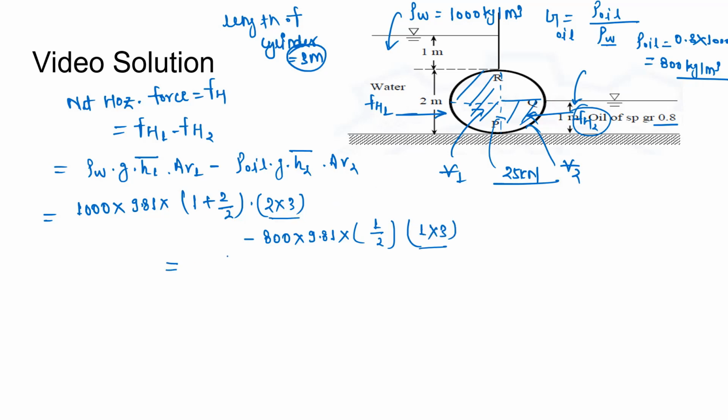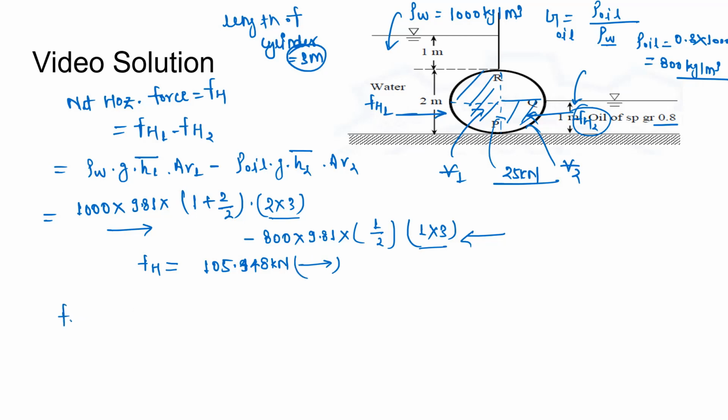Now if you solve it, we get a total horizontal force as 105.948 kilonewton. If Fh1 is acting in this direction and Fh2 is acting in this direction, because Fh1 is greater than Fh2, so net horizontal force will be acting in this direction.